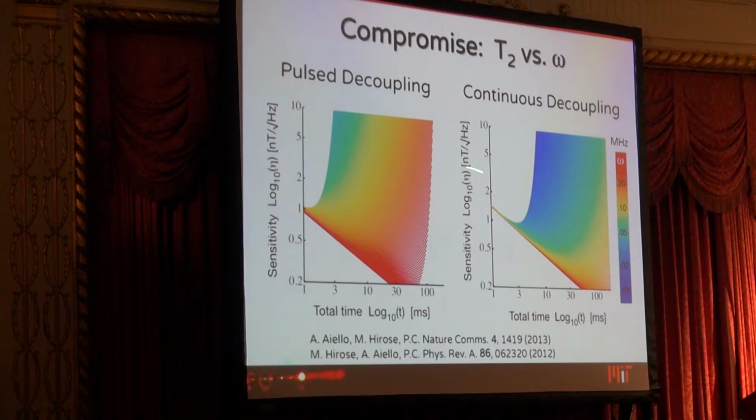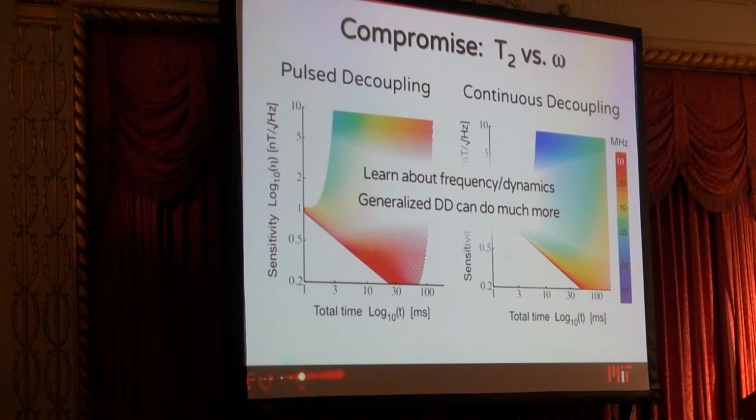So from this type of picture, we actually learned 2 lessons. First of all, by doing this type of experiment, we do not only learn about the strength of the magnetic field that we are measuring, but also something about its frequency component, about its dynamics.